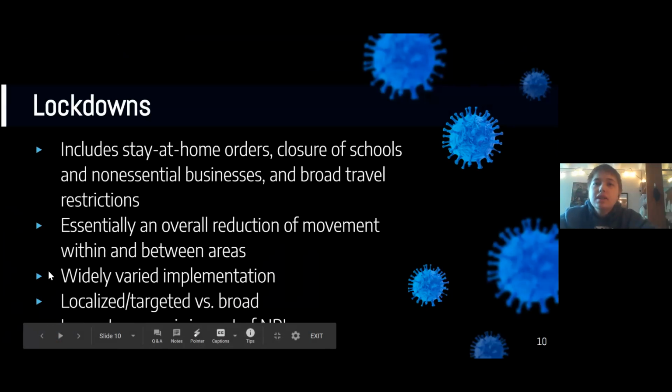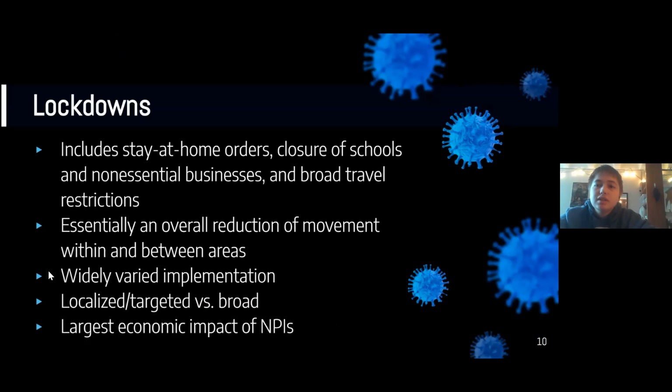So when looking at broad categories of policies and their impacts, it's important to look at lockdowns, of course, because they have a large impact on everyday life. Lockdowns are basically a category of restrictions that include stay-at-home orders, closure of schools and non-essential businesses, and broad travel restrictions. So lockdowns essentially are an overall reduction of movement within and between areas. Lockdowns can have a widely varied implementation in terms of what restrictions are actually put in place and the enforcement of these restrictions. And lockdowns can fall into two categories: localized or targeted lockdowns versus broad lockdowns.